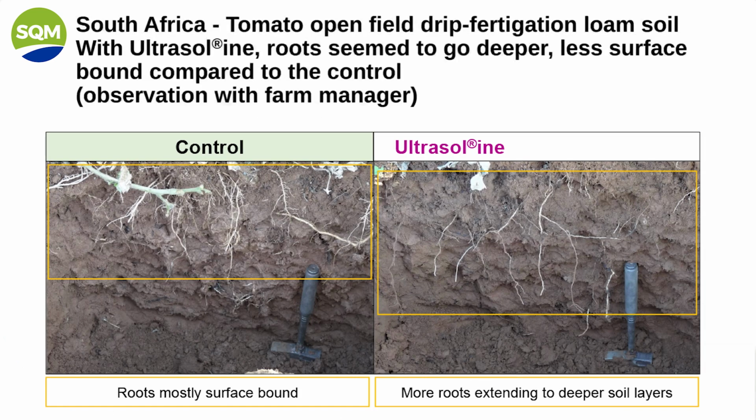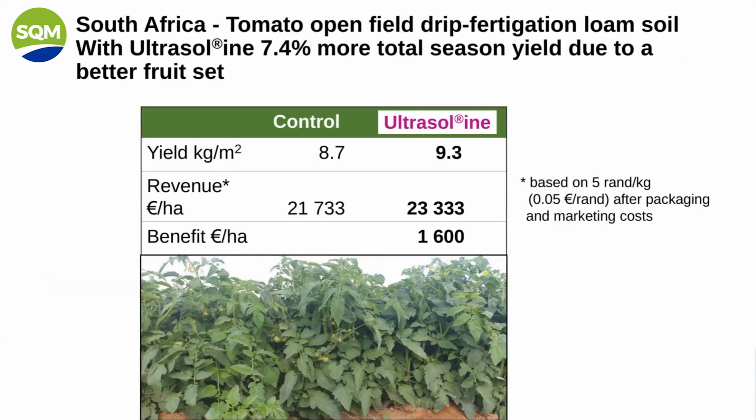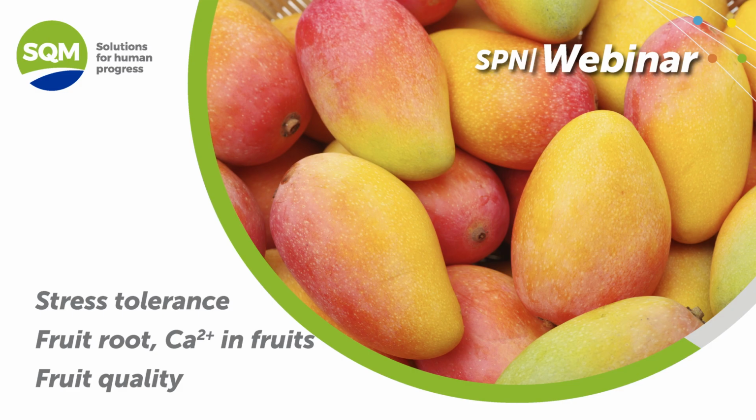This is an example from South Africa, open field tomato in loam soil. The farmer noticed that the roots of these plants go deeper and are less surface bound. And this corresponded with a modest yield increase of 7.4% by use of Ultrasoline, but this translates into 1,600 euros per hectare, which for a crop like this is quite a lot.